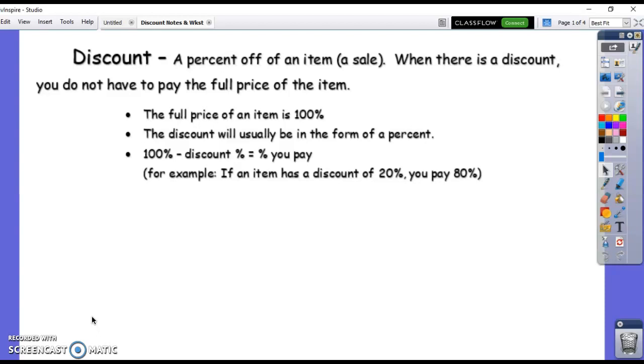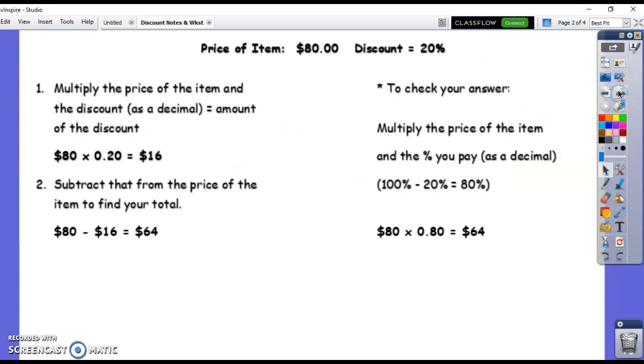And so if you take the full amount, the 100%, and you subtract the discount, what's left is the percent that you will pay. For example, if there's an item that is 20% off, if you take 100 minus 20, you get 80. So you are actually paying 80% of the full price. Okay? And we're going to go over some of these together.